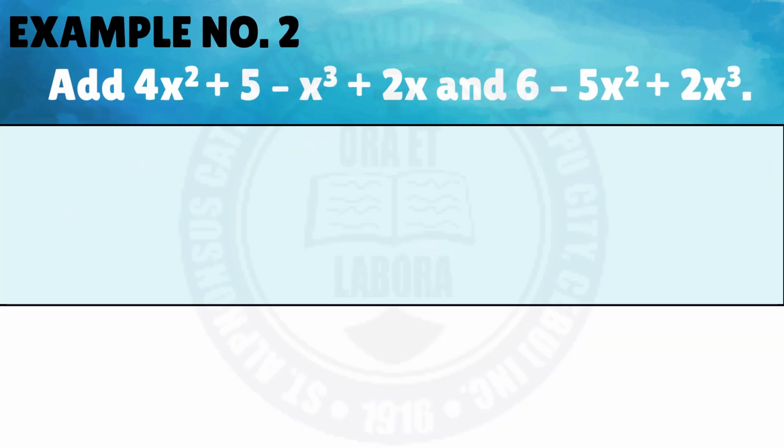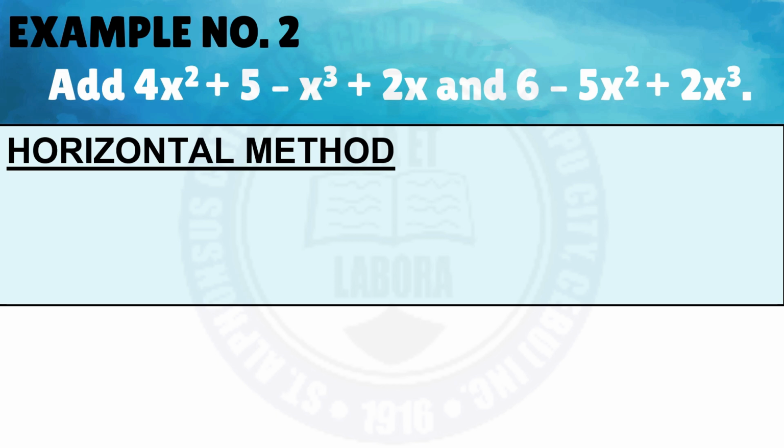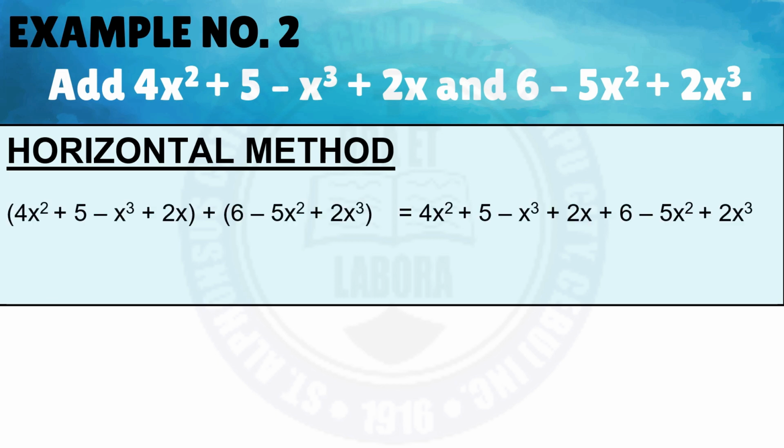For example number 2, add 4x squared plus 5 minus x cubed plus 2x and 6 minus 5x squared plus 2x cubed. Same process that we had earlier. For addition or subtraction of polynomials, we will use the horizontal method. So these given polynomials can be written in this form, in which the parentheses are removed. So we have 4x squared plus 5 minus x cubed plus 2x plus 6 minus 5x squared plus 2x cubed.